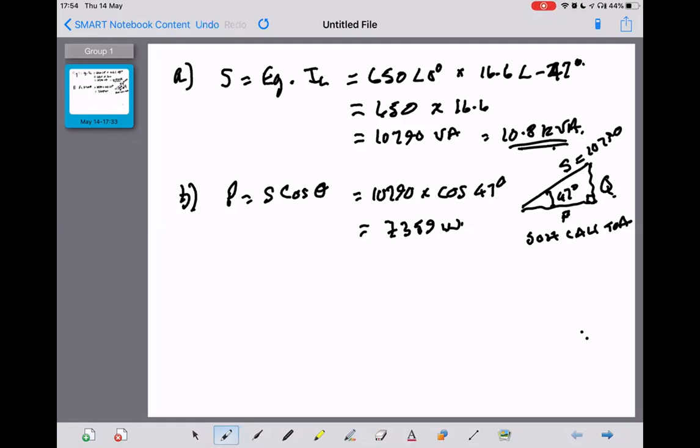All right. Okay. So C, reactive power, Q.